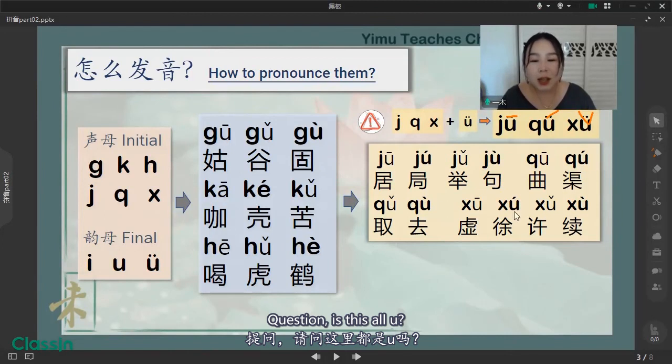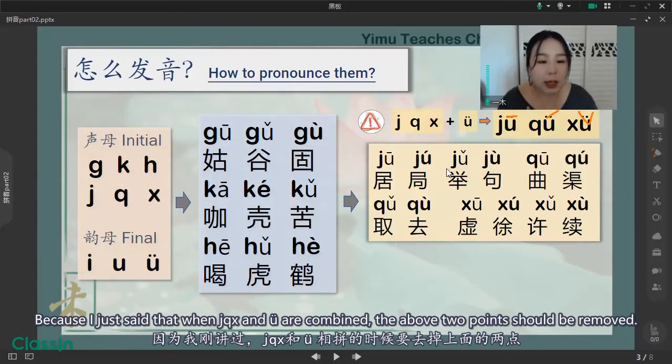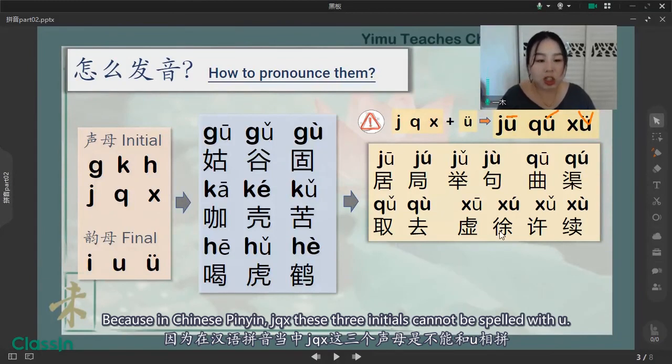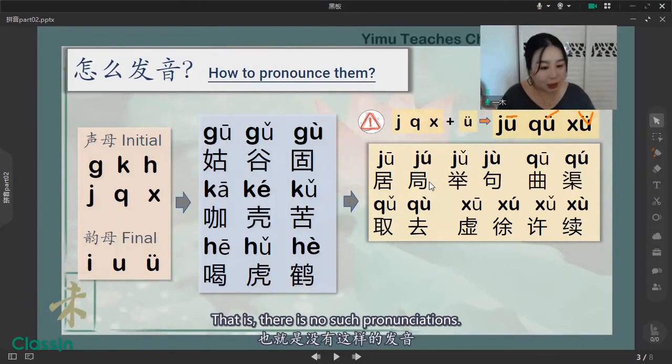Question. Is this all wu? Of course not. Because I just said that when ji, qi, xi and yu are combined, the above 2 points should be removed. Then someone will ask, why not wu? Because in Chinese Pinyin, ji, qi, xi, these 3 initials cannot be spelled with wu. That is, there is no such pronunciation. Ji wu, qi wu, xi wu. These are wrong.